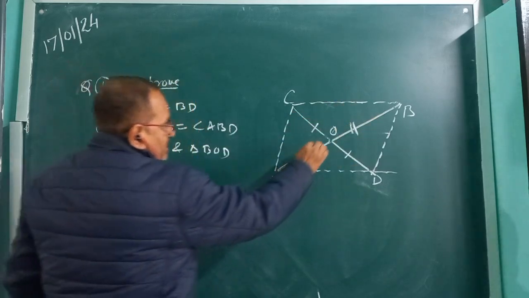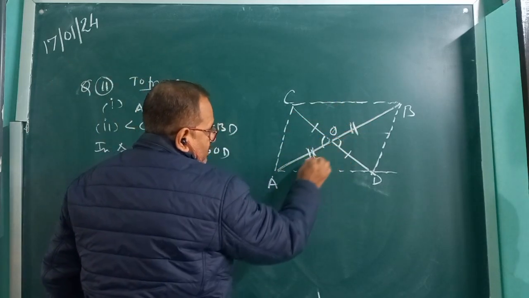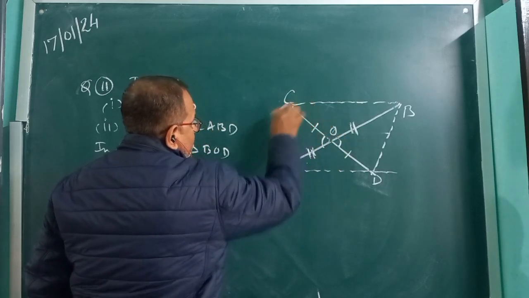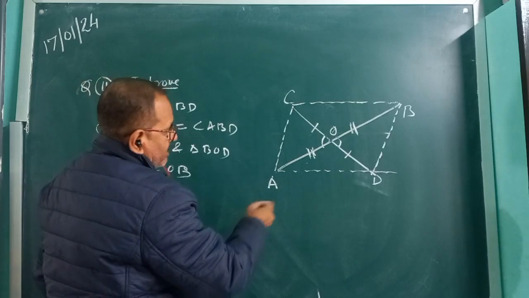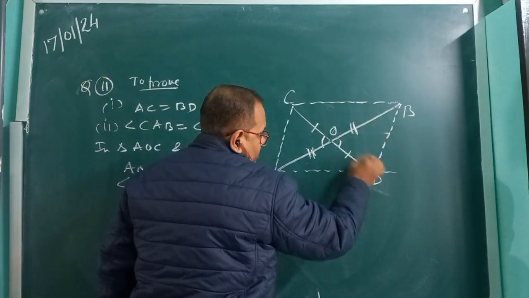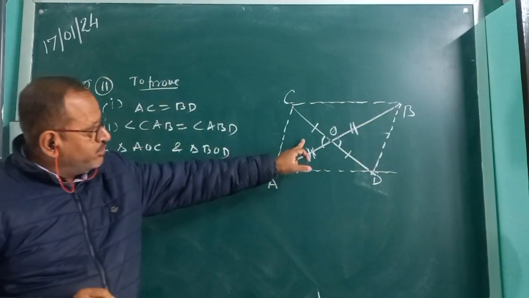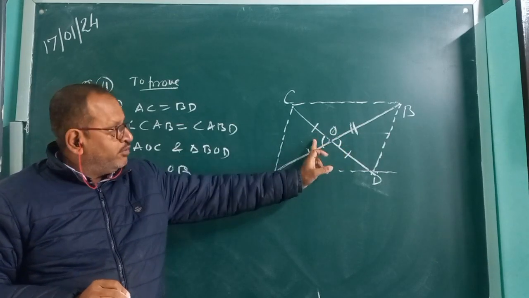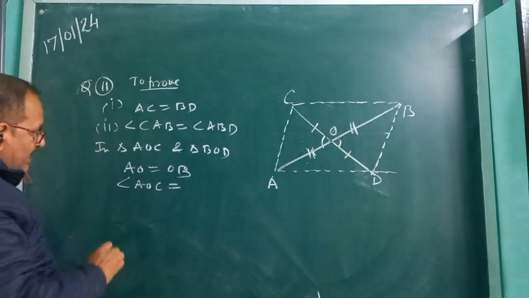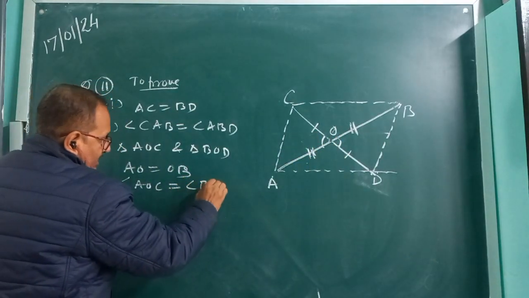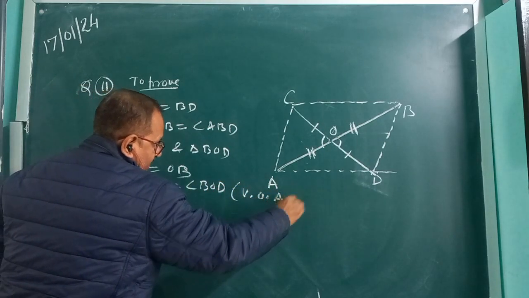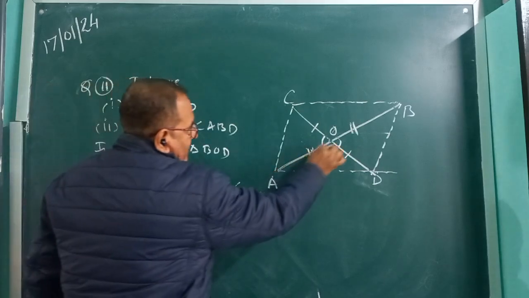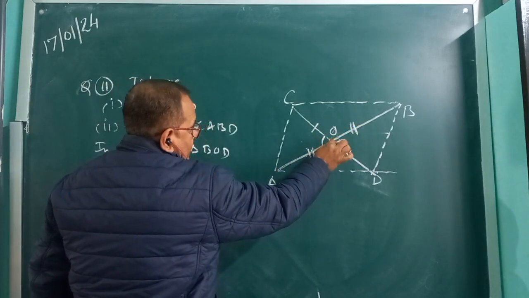This angle is vertically opposite to angle AOC. Angle AOC will be equal to angle BOD. So AOC and BOD both are vertically opposite angles, they are equal. So one side equal, one angle equal. Next side is OC.